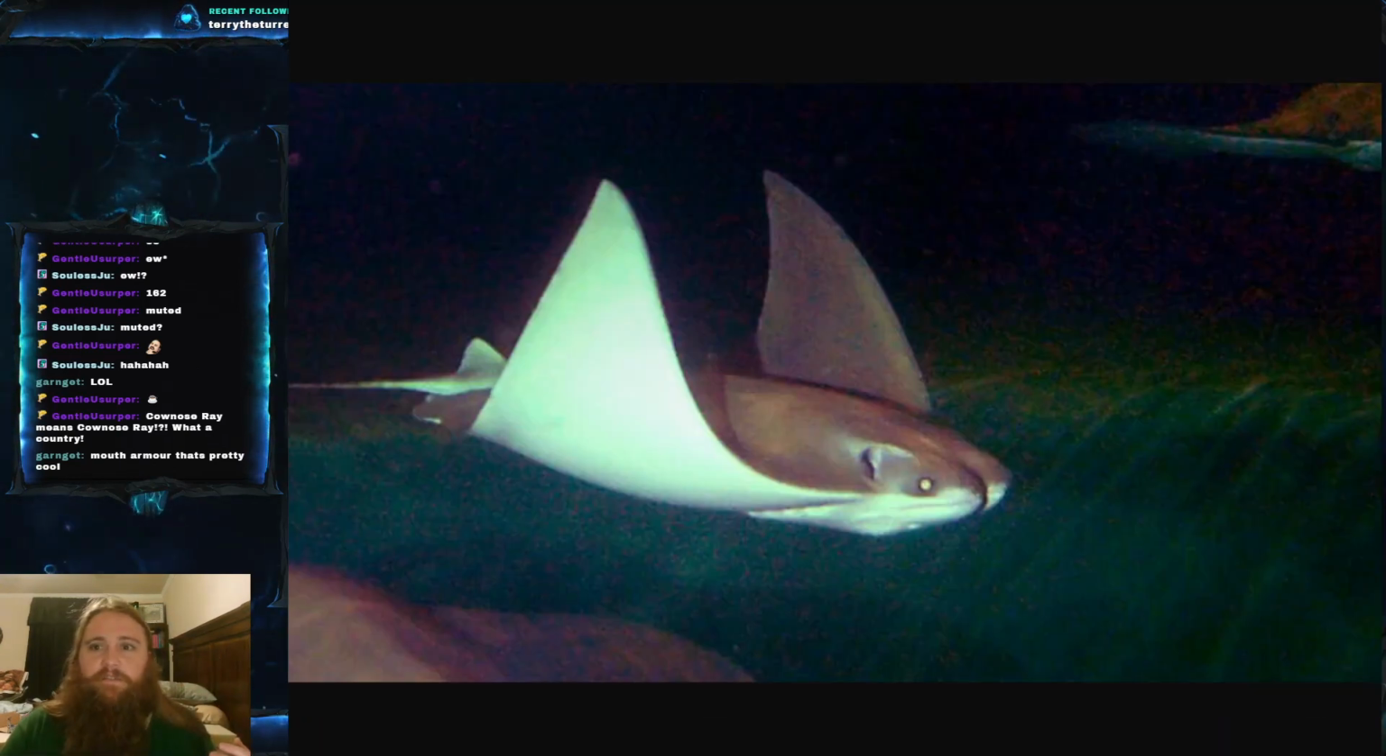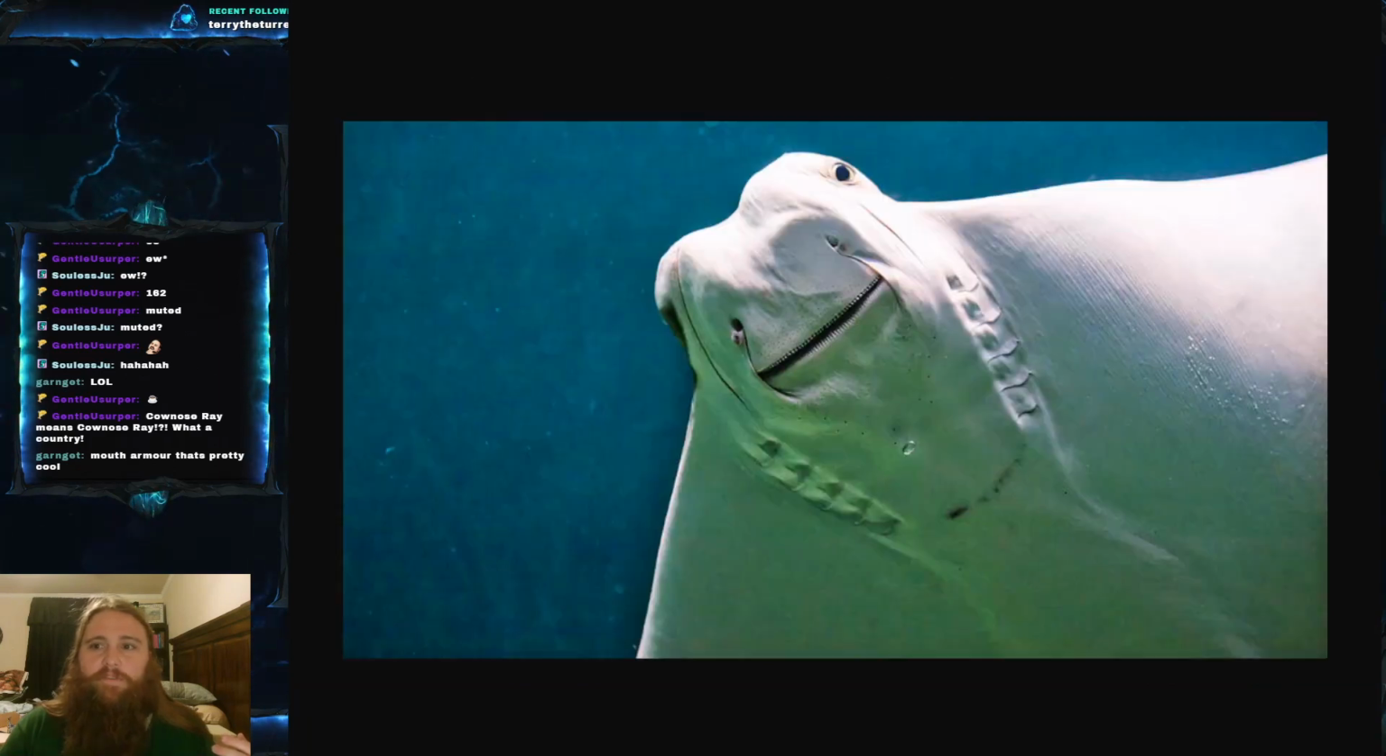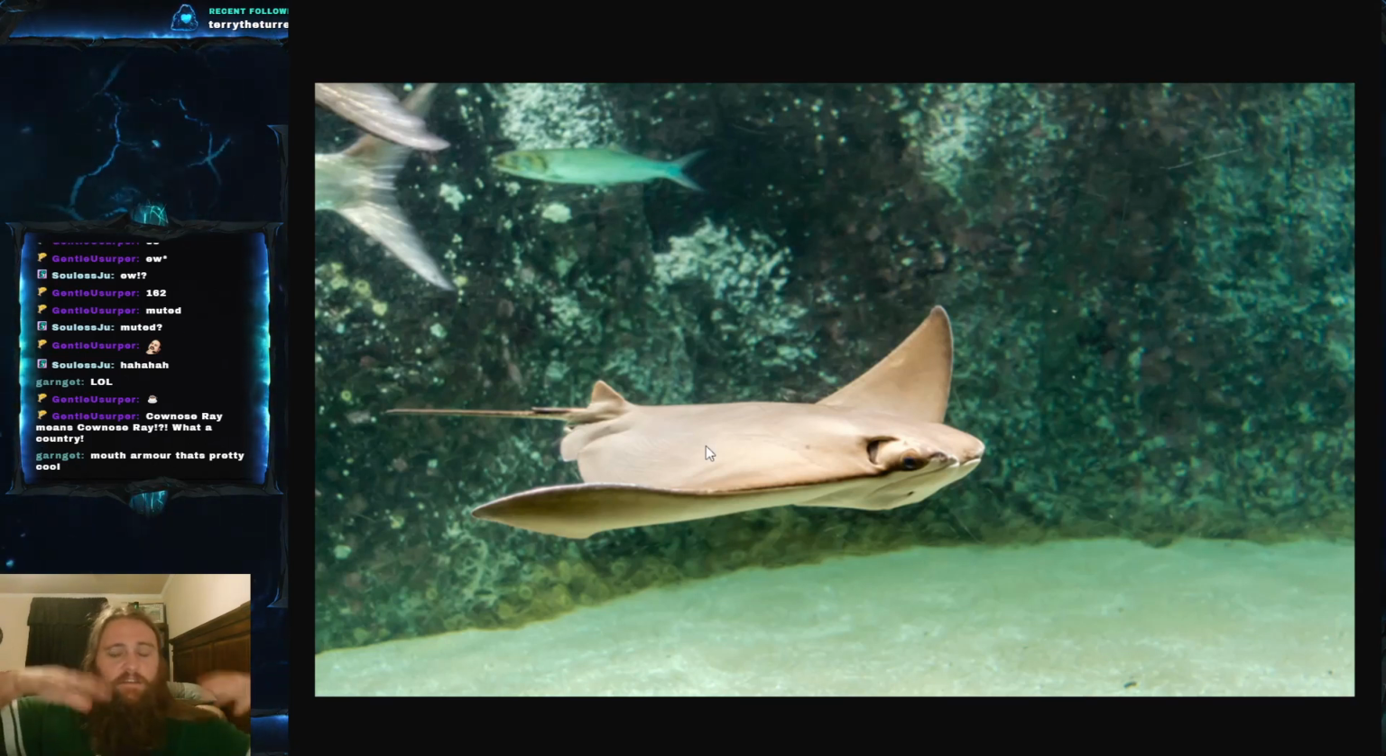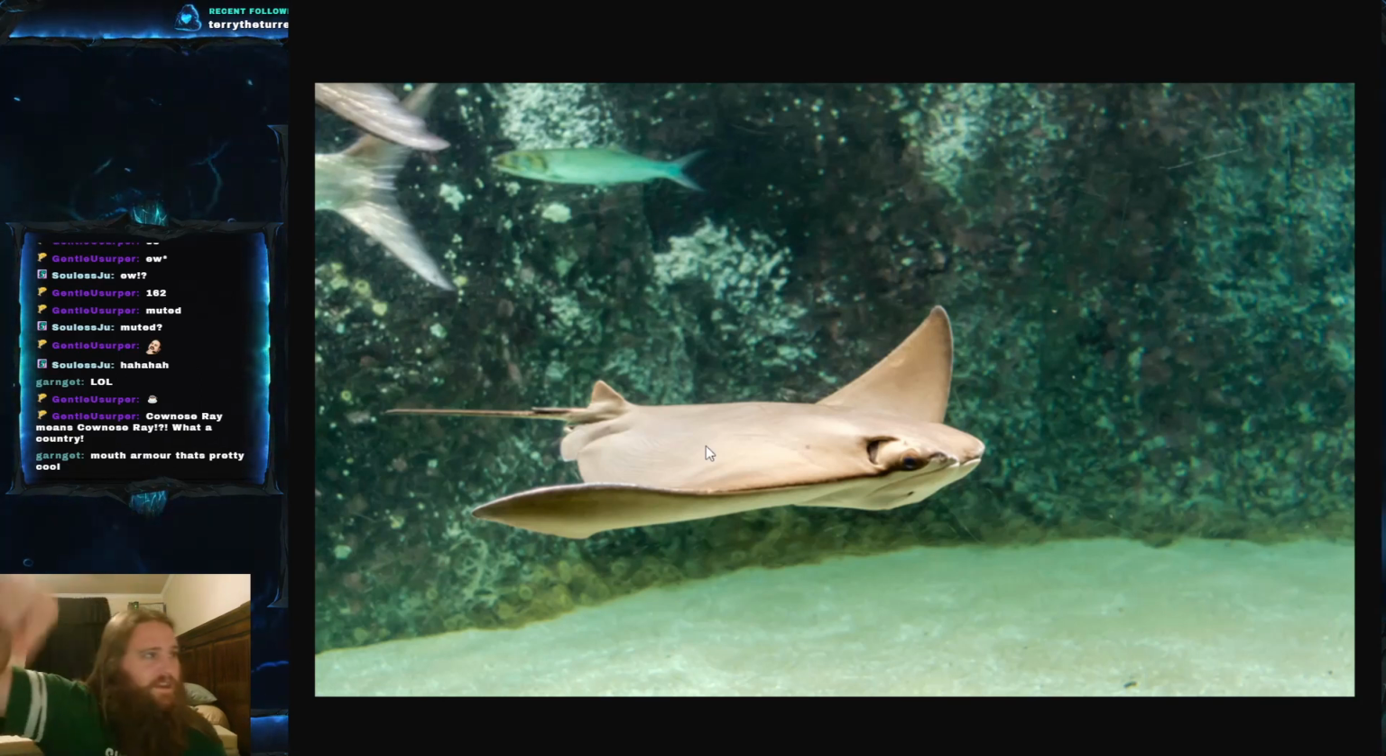Now, the reason why people have seen these, ignore that picture, is these are extremely common in aquariums. They're very common in what aquariums call the touch tanks, where you go up to this very low-walled aquarium, you lean over the side, and then you put your hand down, or you have some food, and then the cownose rays come up. This is one of the most common fish in that type of aquarium. They're very, very docile. They're just swinging around.